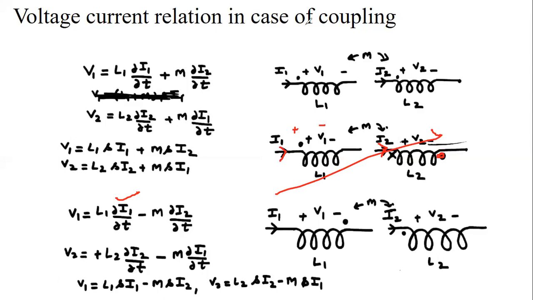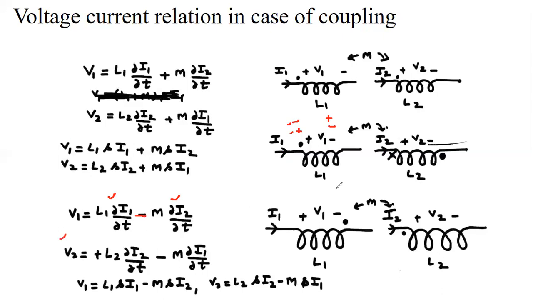So see, due to I1, this is plus and minus, and L1 del I1 by del T. And due to I2, because current is entering from the undotted terminal, it will produce a positive voltage at the undotted terminal, and the value is M del I2 by del T. And this term reduces the strength of the voltage of coil L1. So here is the negative sign. So V1 is L1 del I1 by del T minus M del I2 by del T.